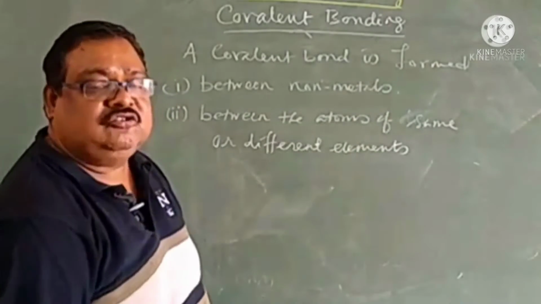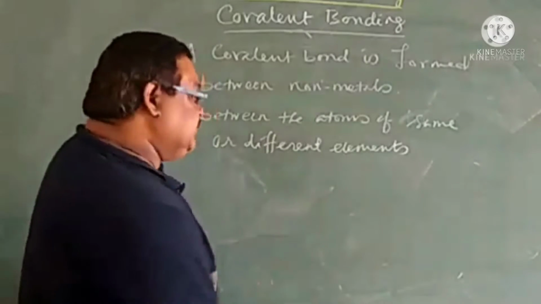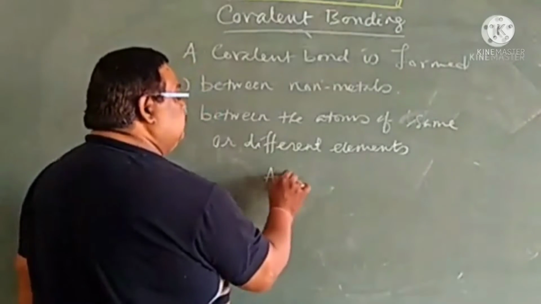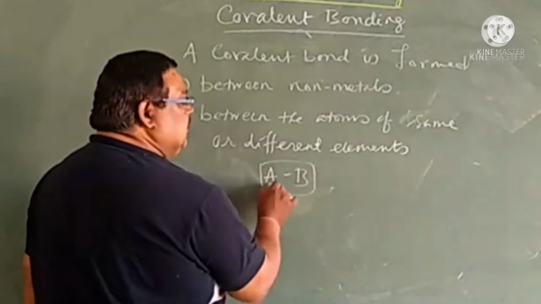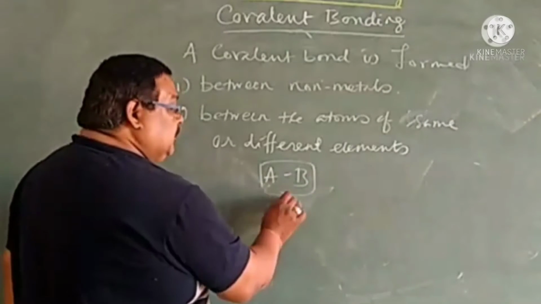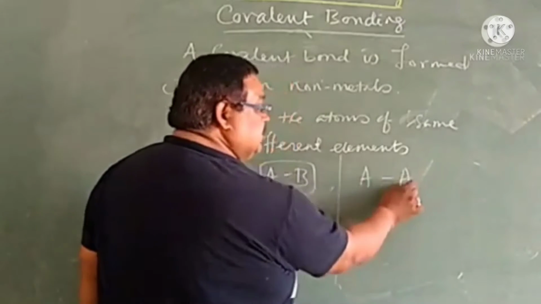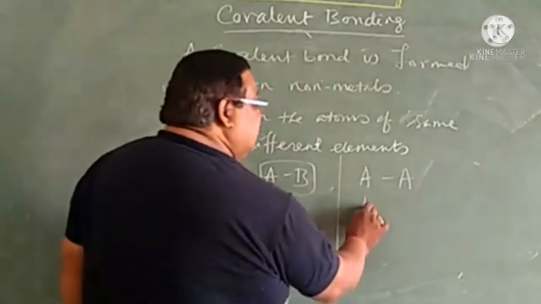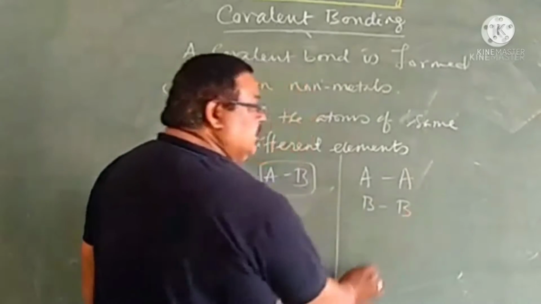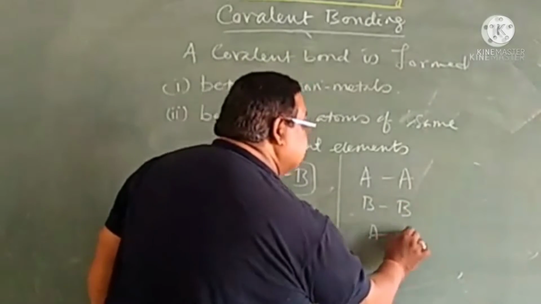Unlike ionic bonding, which is always formed between atoms of different elements, that means an ionic bond is always formed between different elements of the type A and B. However, a covalent bond may be formed between atoms of a similar element like A and A, may be formed between B and B, and may be formed between A and B also.